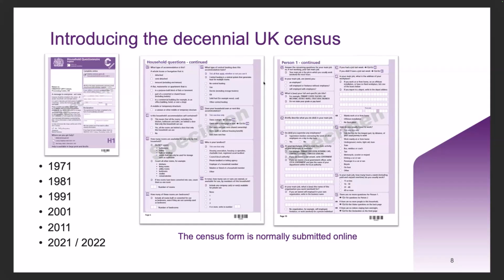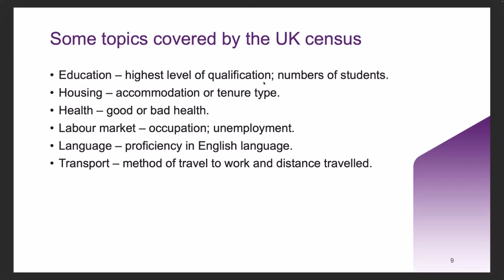Whereas the individual questions are questions about each of the individuals within that accommodation. So it could be age, sex, what sort of job they do, how they travel to work, etc. So on census night, which is usually in April, and the last one in England and Wales was 2021, Scotland was April 2022, the population is supposed to fill in their census forms and submit the results to the census agencies, which in England and Wales is the Office for National Statistics, and in Scotland is National Records of Scotland. And this is just some more of the topics covered by the UK census. So you get questions related to education, housing, health, and language or transport.